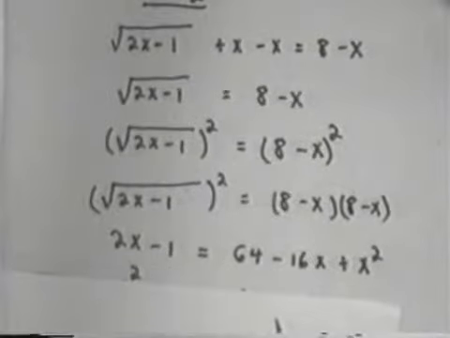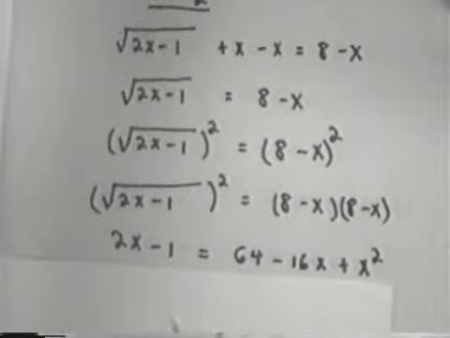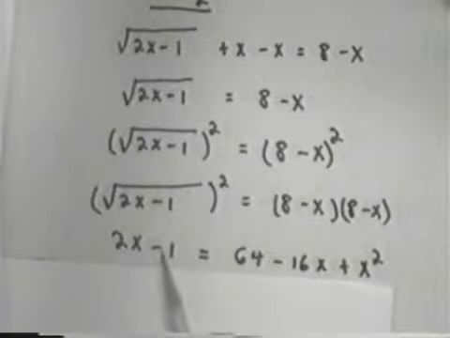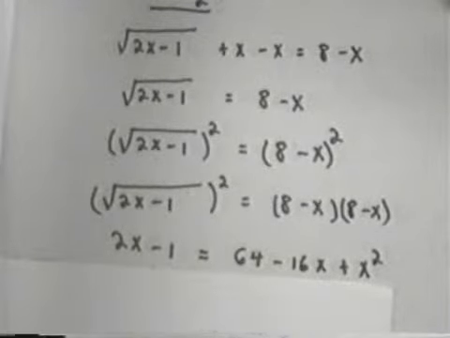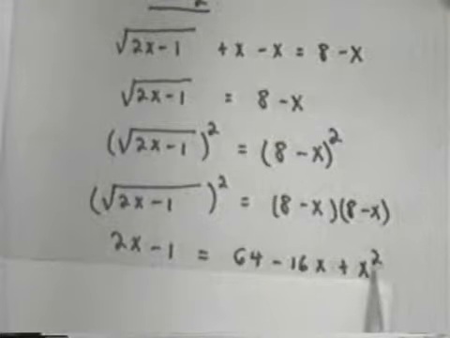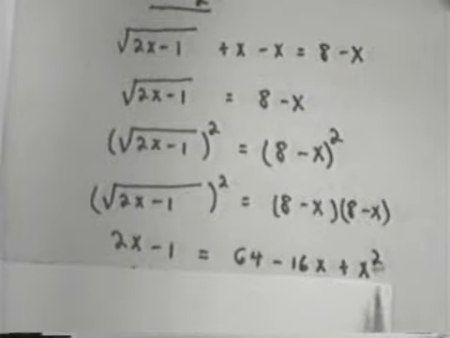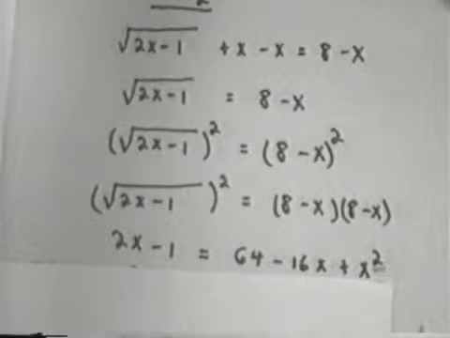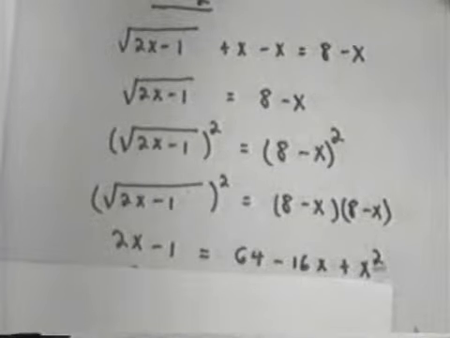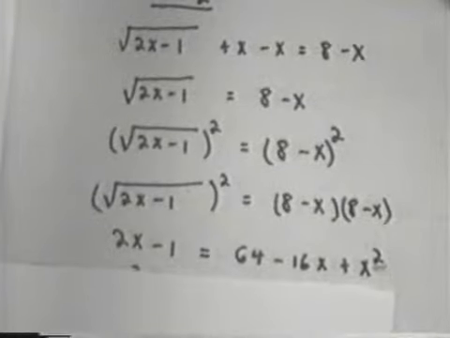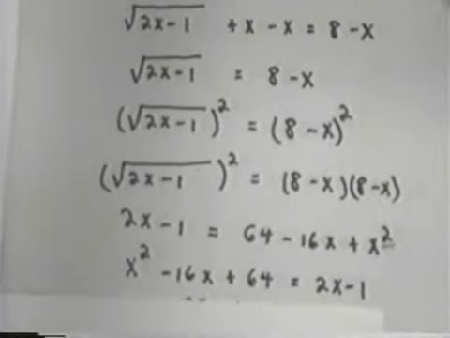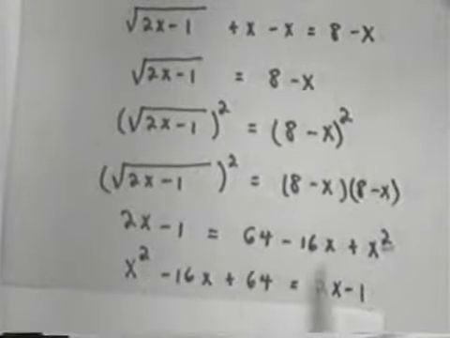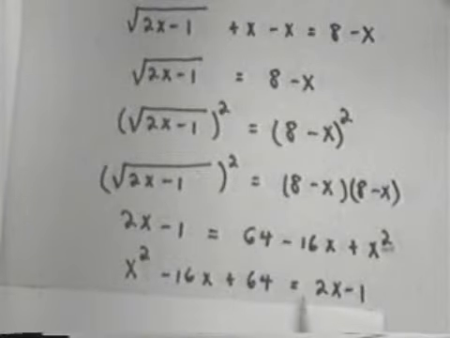So now we have isolated the radical, and we've also eliminated the radical. We are left with a quadratic equation. I know it's quadratic because my largest exponent on a variable is 2. If you have a quadratic equation, you want to set everything equal to 0 and factor it. So I'm just going to turn it around first and write it as x squared minus 16x plus 64 is equal to 2x minus 1.